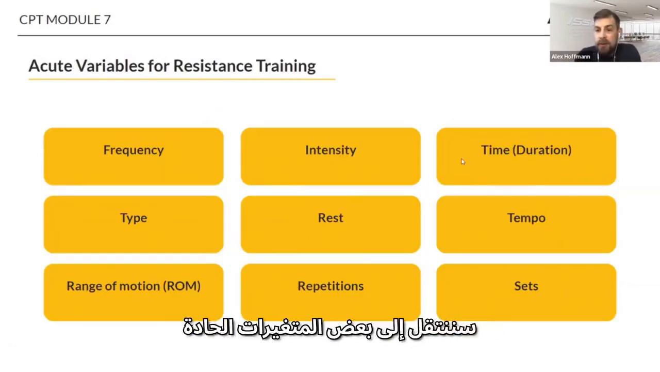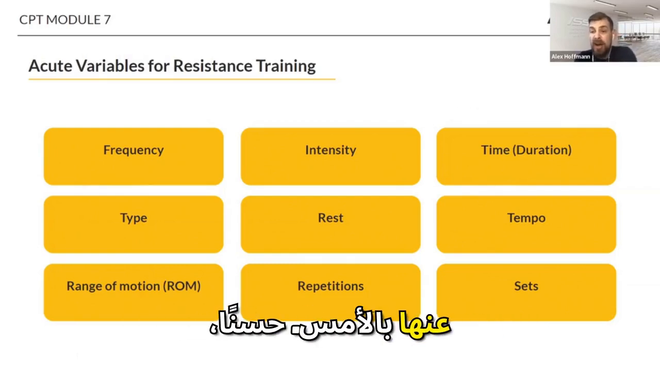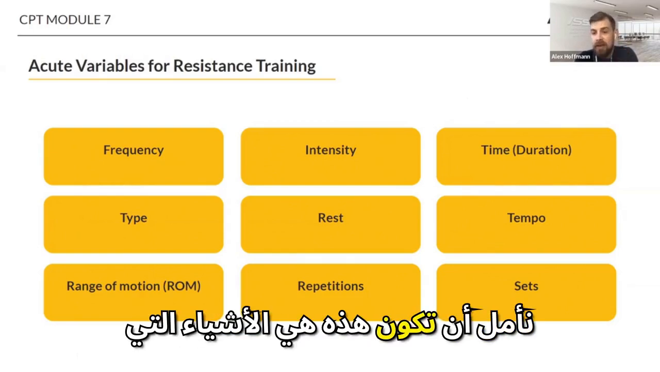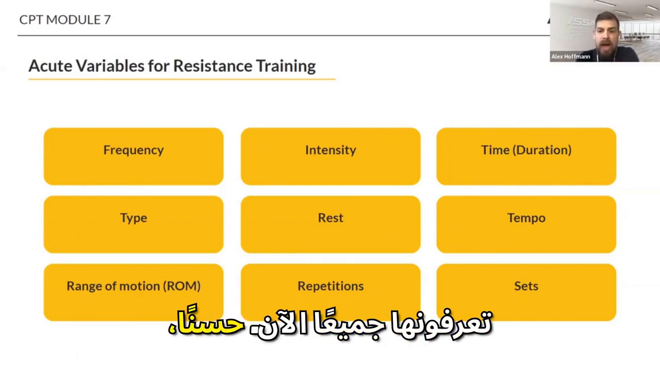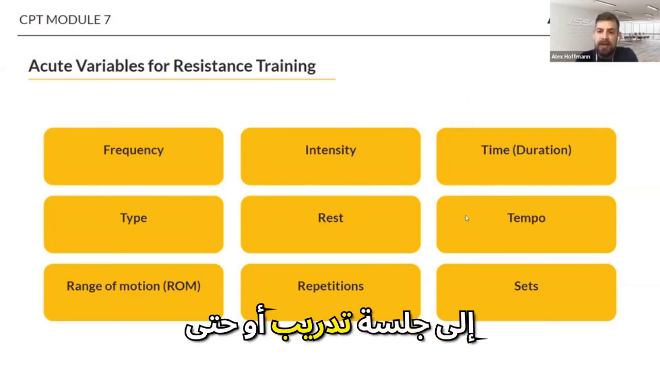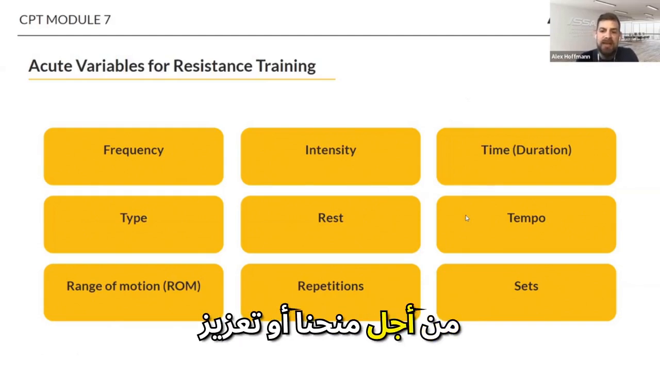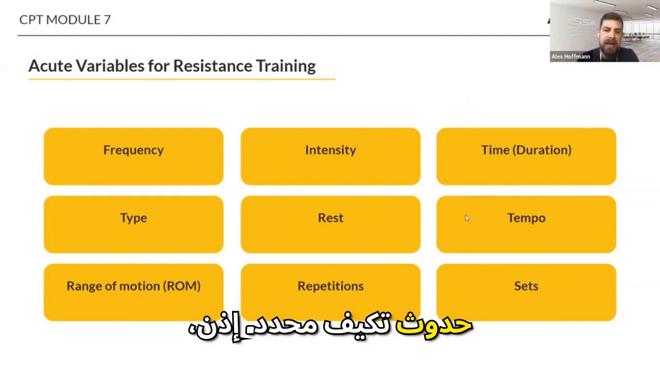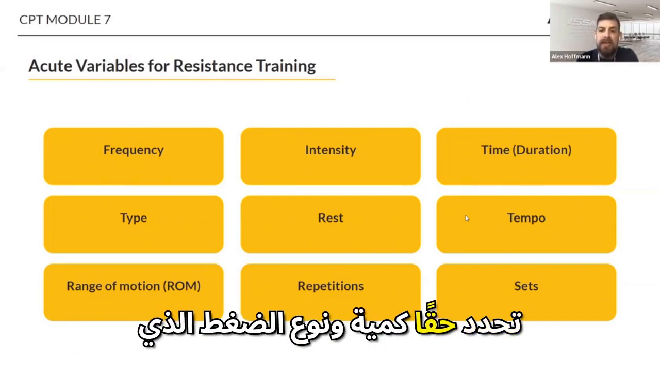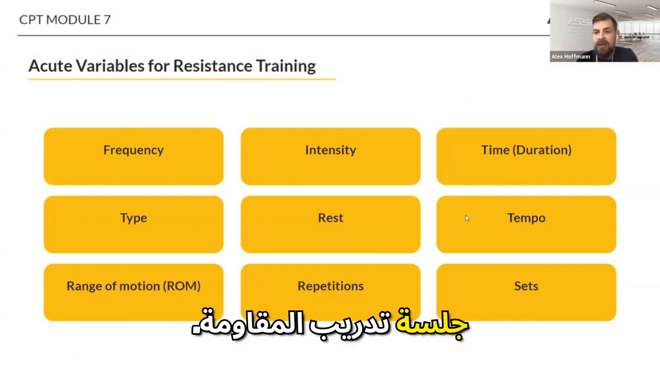Now, with our principles of strength training, we'll move into some of the acute variables for resistance training that we talked about yesterday. So hopefully these are ones that you're all familiar with now. And these are simply the variables that we can manipulate on a training session to training session, or even an exercise to exercise basis, to promote a specific adaptation to occur. And so these acute variables are really dictating the amount and type of stress that's going to be placed on us during a resistance training session.